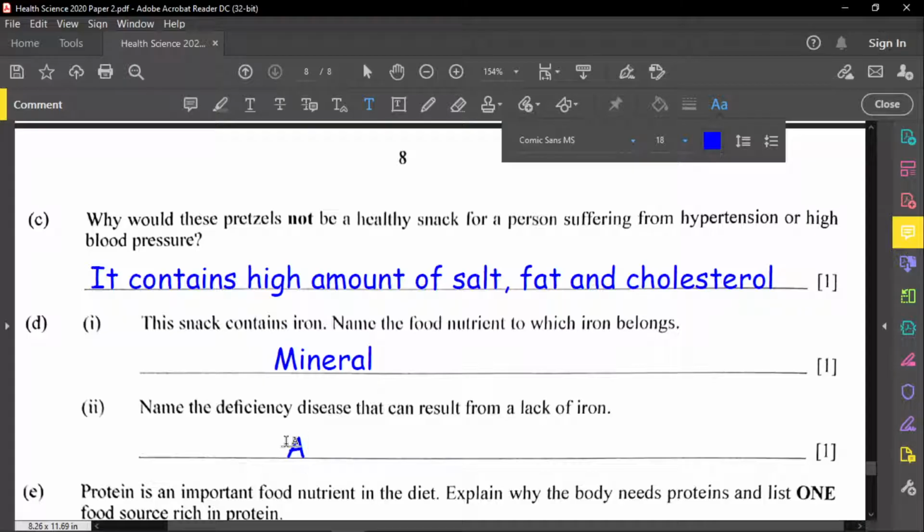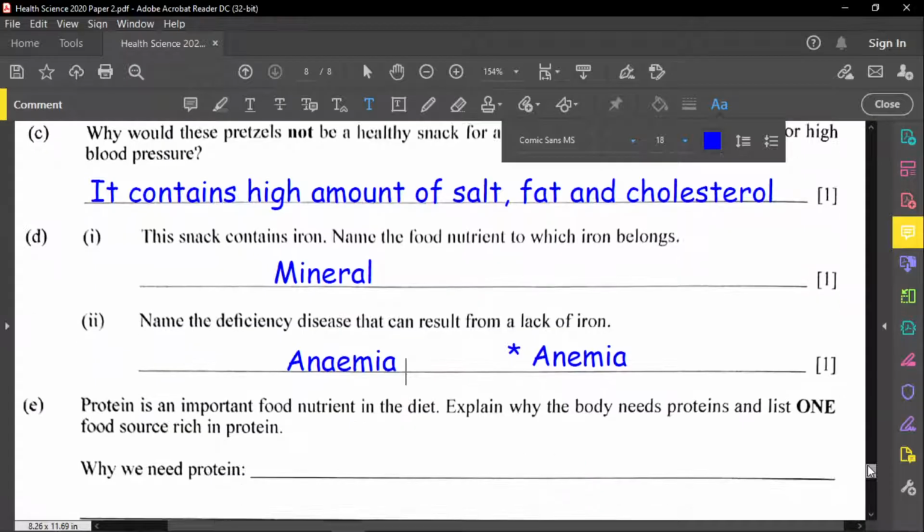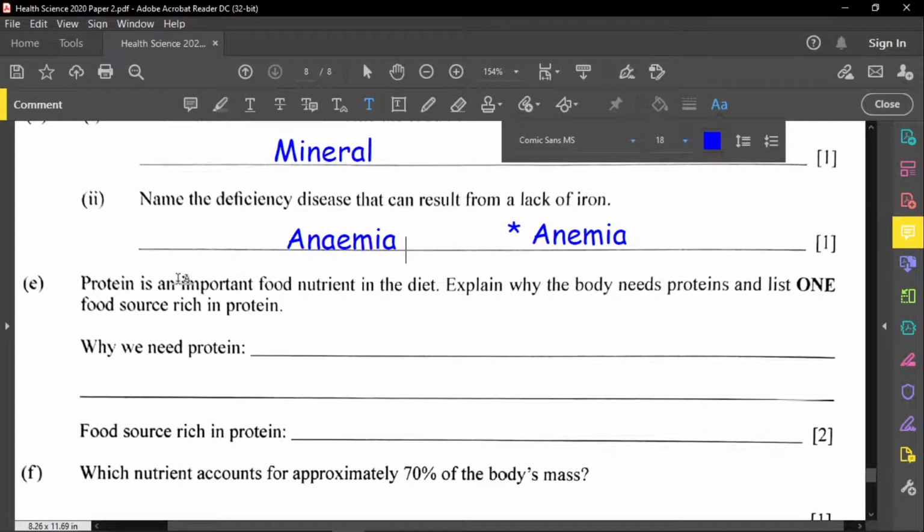Anemia can be spelled in 2 ways. You can spell it this way, or you can leave the A out of it. So it is ANAEMIA, or you could spell it without the A, just in case. But I think your exam goes with the British spelling, so it is the ANAE. The other way to spell it is the American spelling. But your examination for BJC is Cambridge, so you're going to use ANAEMIA. Okay, all right.